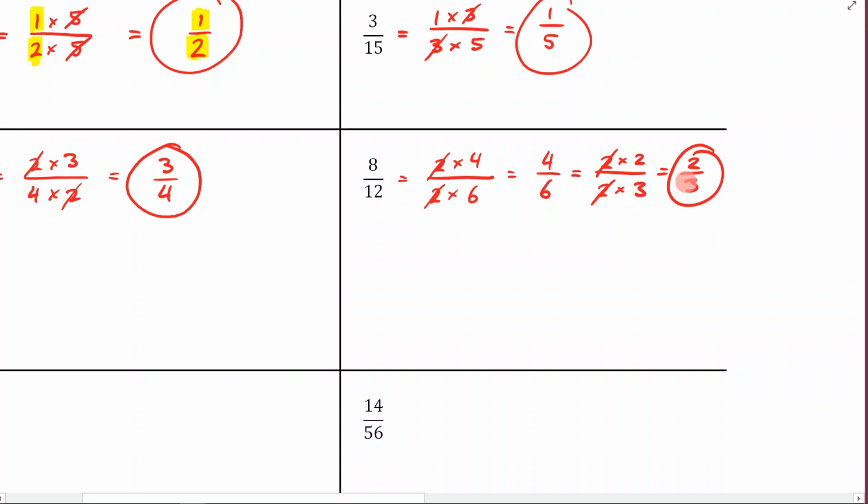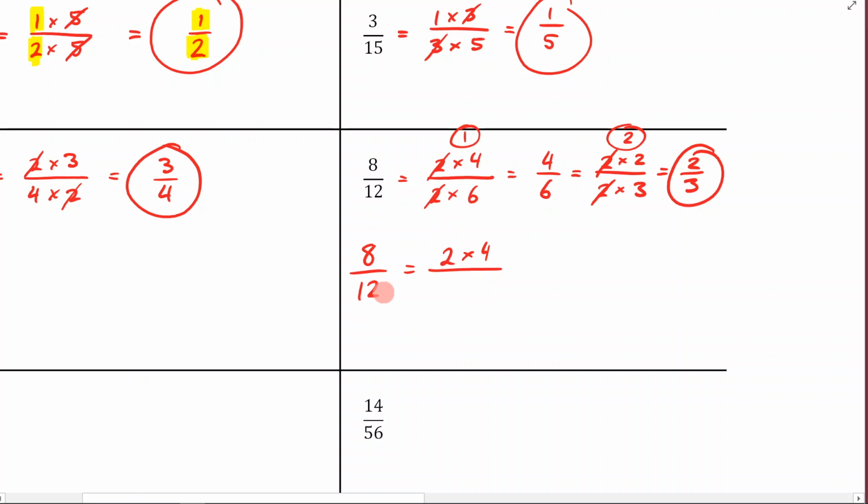And what you should notice here is that it actually took me 2 steps. I cancelled here, and then I had to cancel again. This is perfectly fine, but it's always best just to do it in one shot. So I'm going to rewrite 8 on 12, and we're going to see if we can simplify this in one shot. So 8 I'm going to break down into 2 and 4 again, as I did up here.